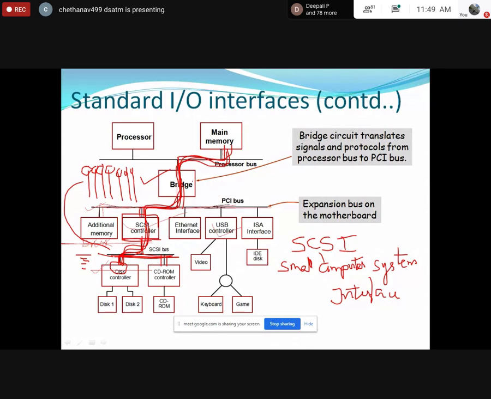SCSI has n number of versions. Initially it was SCSI 1. Now it has been changed, and we get more advanced versions, SCSI 2 and SCSI 3, like that. They have the capability to send 64 bytes of data. Sorry, 640 megabytes per second. So SCSI 3 has a capacity of transmitting 640 megabytes per second. So this much data it will transmit per second, and faster data transmission will be available with our existing systems.